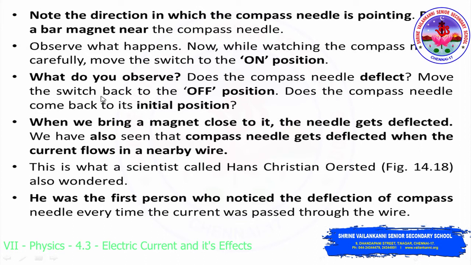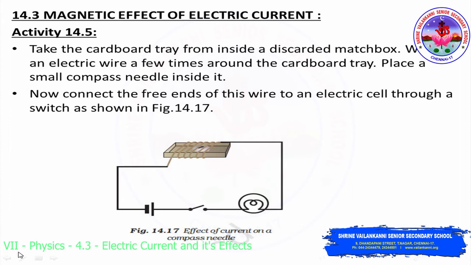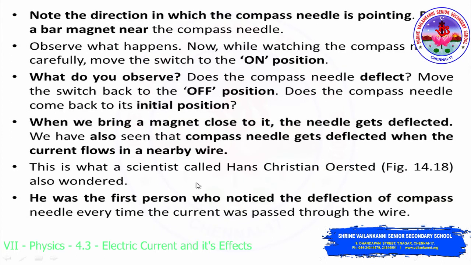And when you move the switch back to the off position, the compass needle will be back to its initial position. For example, if the compass needle is pointing towards the north, and you bring the bar magnet close to the needle and simultaneously bring the switch to the on position, what will happen? The needle gets deflected and changes direction. And when you bring the switch to the off position, it will come back to the initial position, right? This is what will happen.